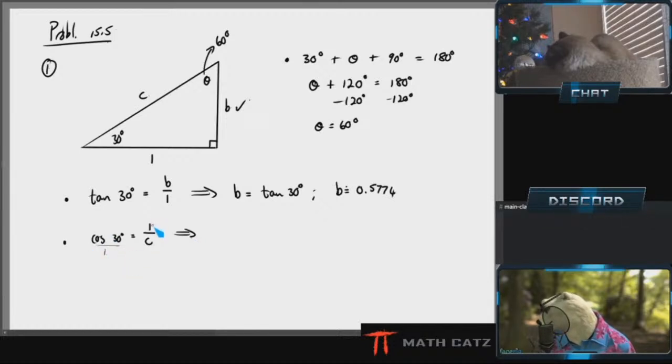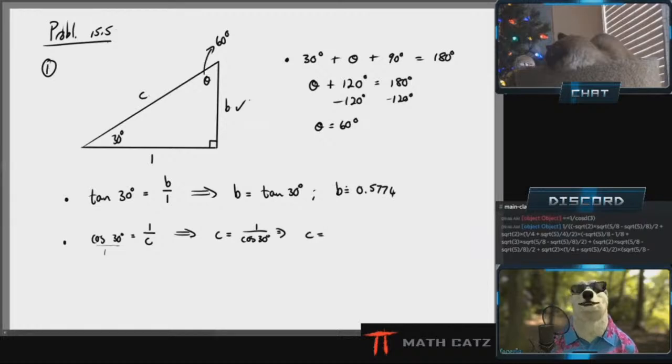So that means, now many ways you could do this. You could see it as a ratio equation here. You can multiply both sides by C and divide by cosine 30. Regardless, you get C equal to 1 over cosine 30 degrees. And let's calculate that. So now it is 1 over cosine in degrees 30, like that.